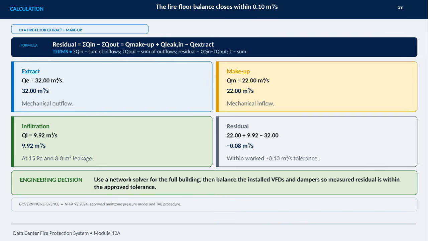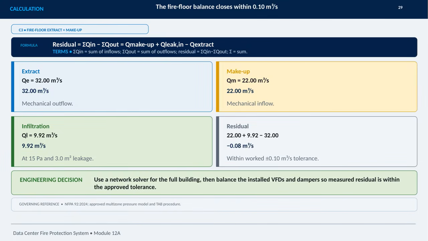cubic meters per second. So the residual is 22.00 plus 9.92 minus 32.00, which equals negative 0.08 cubic meters per second. The balance closes within the approved plus or minus 0.10 cubic meters per second tolerance. The negative sign indicates a small net outflow, but it remains within the worked acceptance limit.